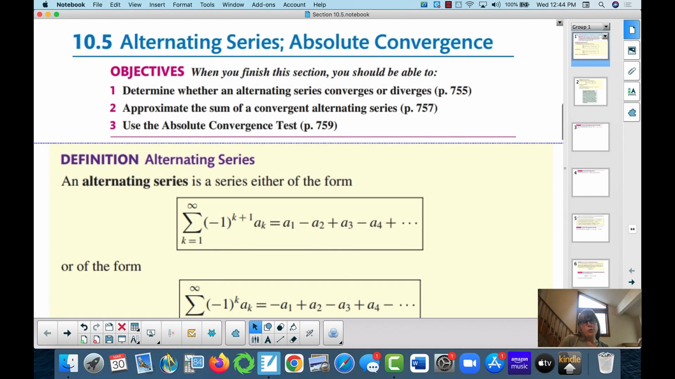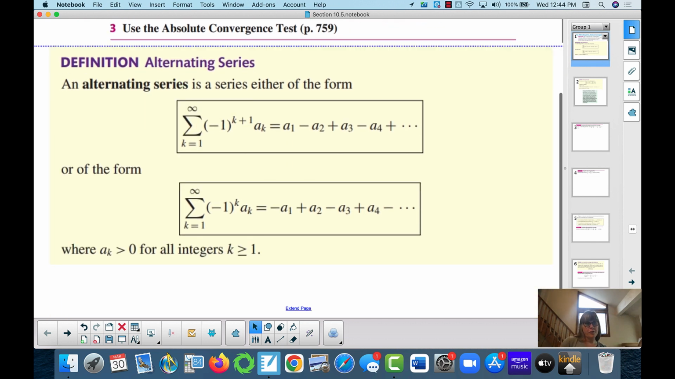In this section, we're going to talk about alternating series, what an alternating series is, and we're going to look at the alternating series test to determine whether an alternating series converges or diverges. We're also going to look at the idea of absolute versus conditional convergence for series. So we'll start with what is an alternating series.